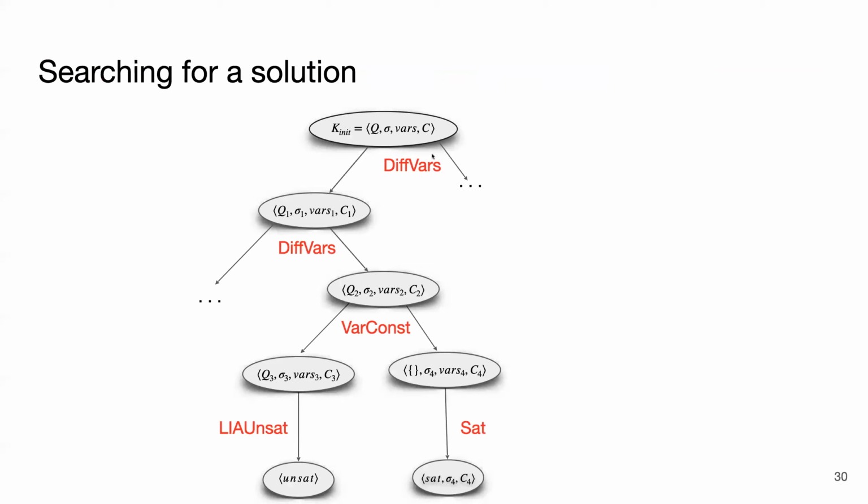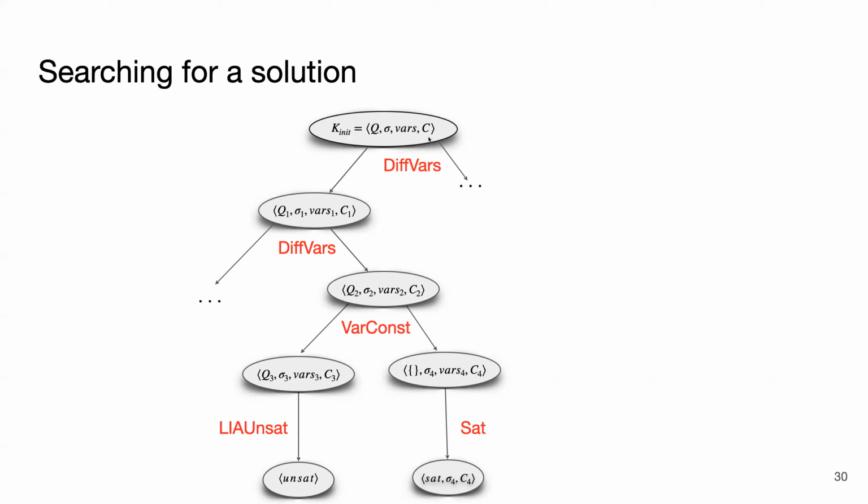So this is a configuration, and this slide shows a visual depiction of the process of finding a solution. The root node is the initial configuration K init, in which we have Q, which is a set of compressed sequence equations, which we derived from the input sequence equations. Sigma is the set of substitutions, which is currently empty because we haven't done anything yet. Vars is a superset of all the variables occurring in sigma and in Q. And C is the set of linear constraints.